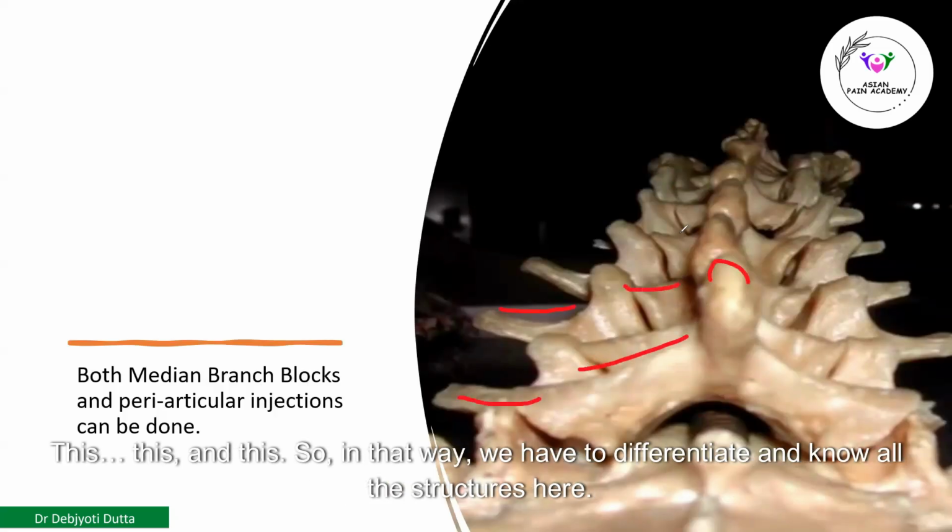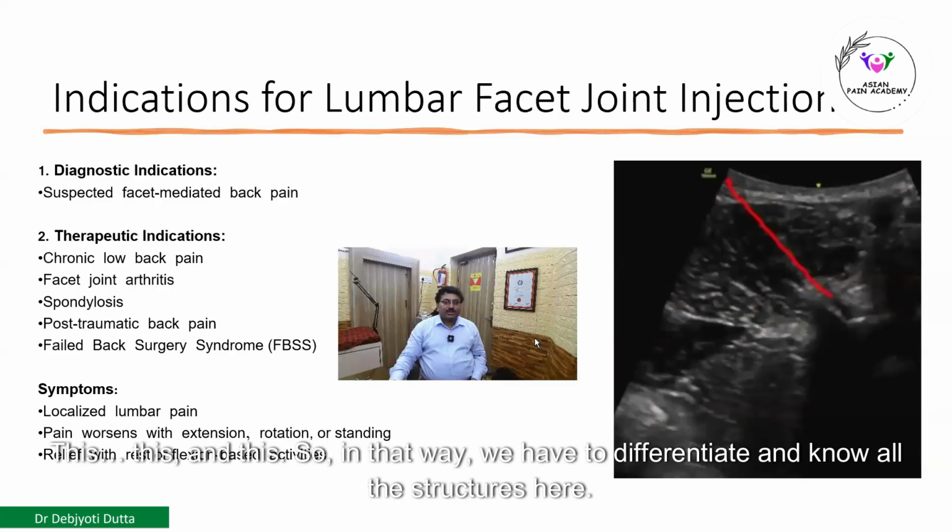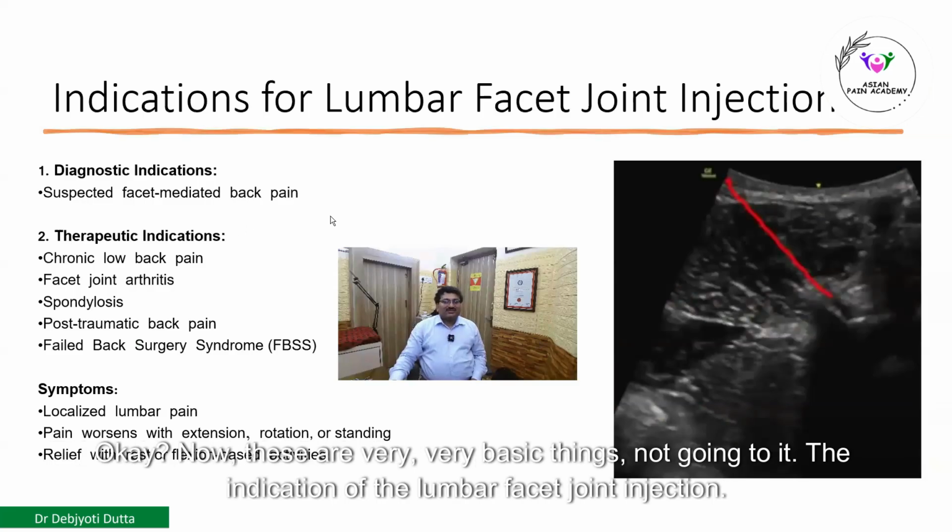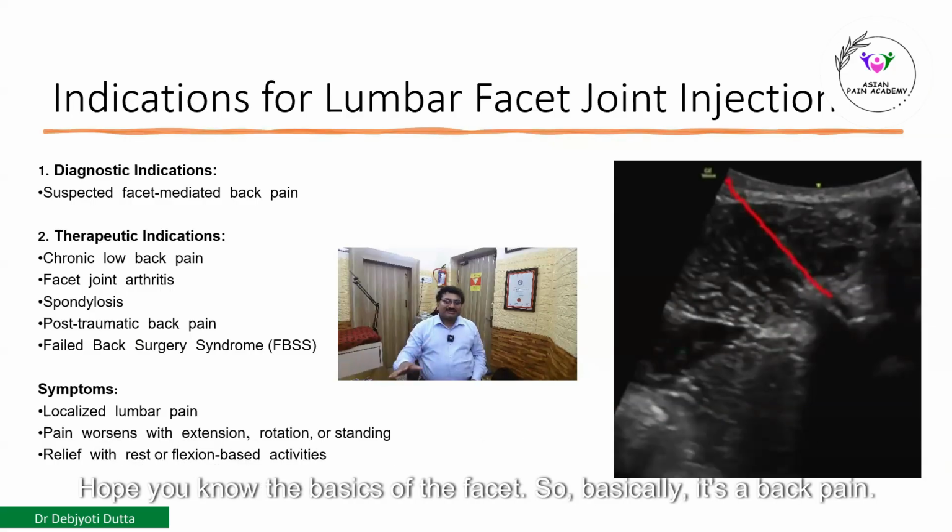This, and this. So in that way, we have to differentiate and know all the structures here. Okay. Now, these are very, very basic things, not going into it. The indication of the lumbar facet joint injection. Hope you know the basics of the facet.